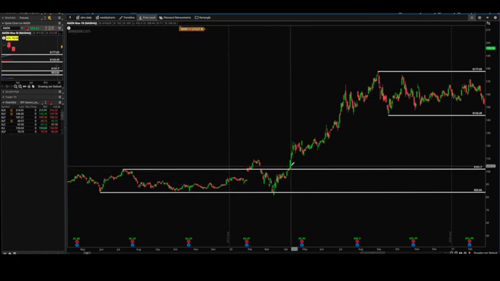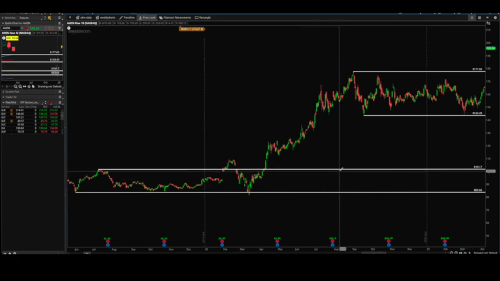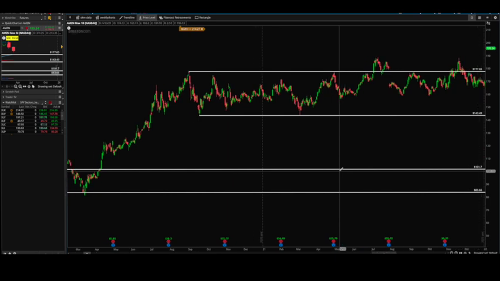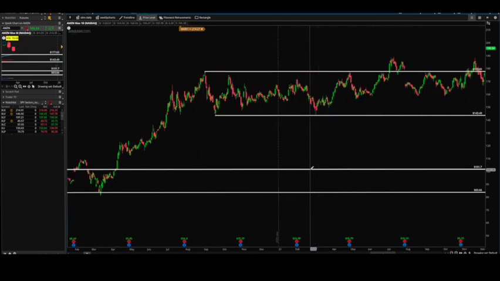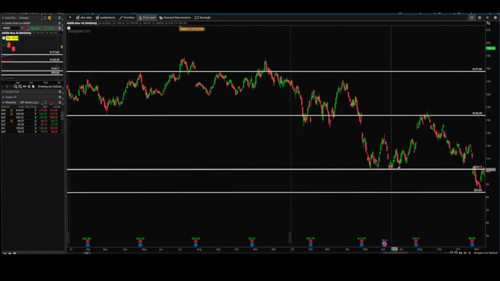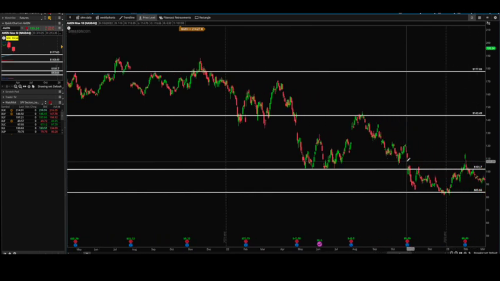Because remember, once this breaks, this becomes your support. If it breaks down, this becomes your resistance. That's how it works. But look right here. So now that this broke, this becomes your support. This is your support level right here. Look what happened. It supported right there. That's crazy. But you would have made a lot of money just trading this strategy alone on a major volatile stock.